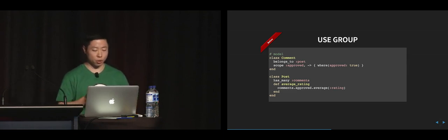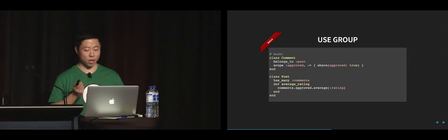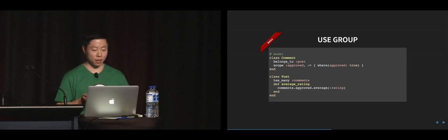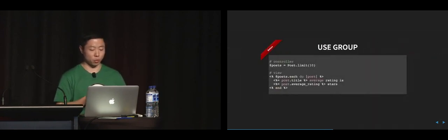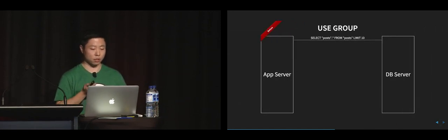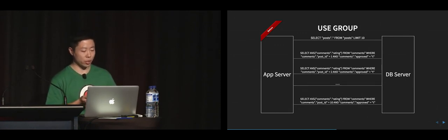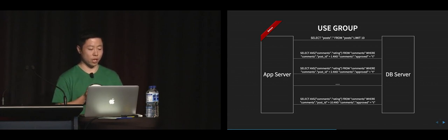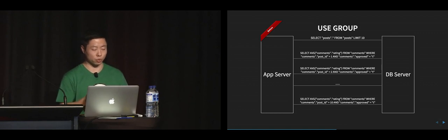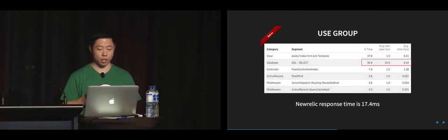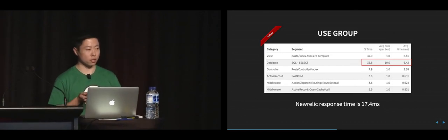Like I want to calculate the average rating for approved comments, and I display them one by one for the post. So it sends a SQL request to fetch 10 posts. For each post, it sends an average SQL query to calculate the average comments rating where approved is true. And in New Relic, you will see the SQL select called 10 times and it takes 6.42 milliseconds.